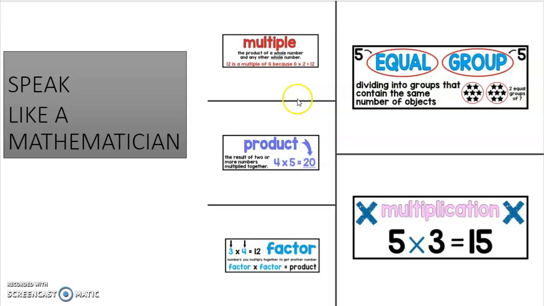And I wanted to bring to attention one more card because we tend to get confused between factor and multiple. A multiple is the product of a whole number and any other whole number. One way we can remember multiples is they are the same thing as our skip counting. So 2, 4, 6, 8, they are all multiples of the number 2. 12 is a multiple of 6 because 6 times 2 equals 12.